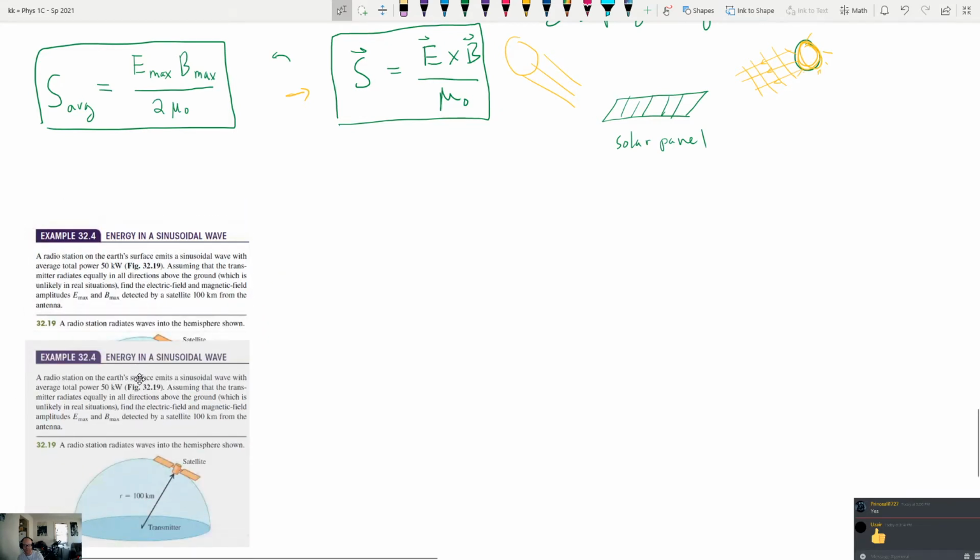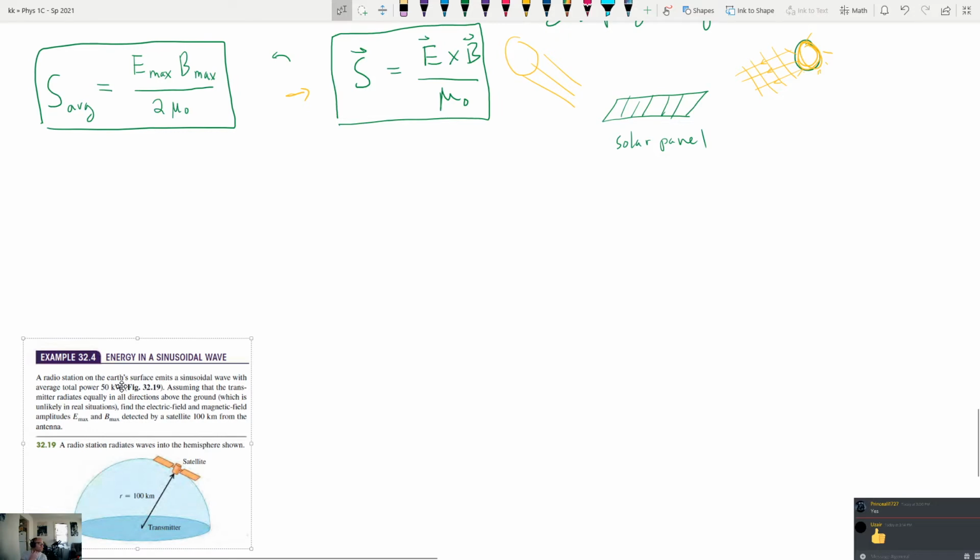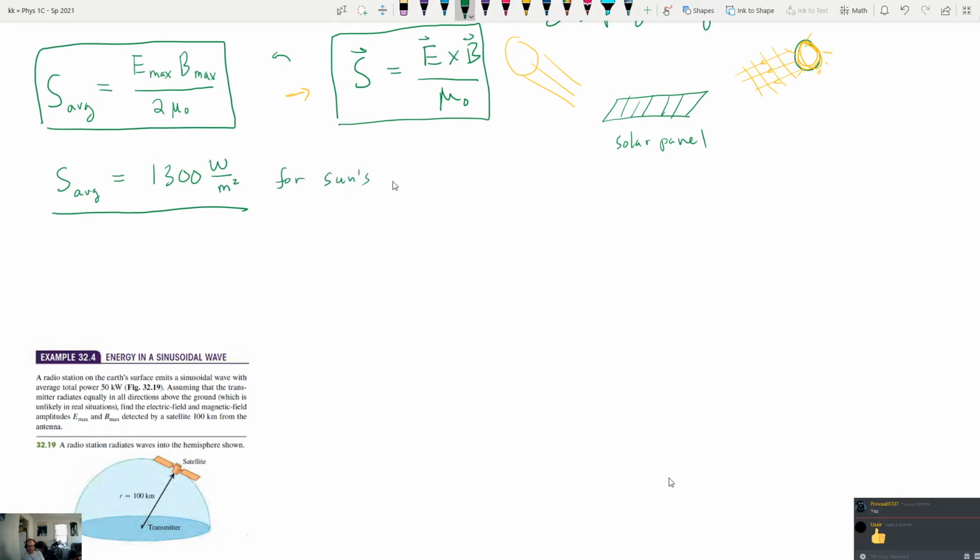Oh, even before we do this, we could say something about solar panels. So, the energy coming from the sun, if you can calculate what this quantity is for the sun. So for the sun, S average is, okay, I'm going to get this number maybe off by a little bit, but I think this is pretty close to what it is. So this is the Poynting vector for the sun. So at the surface of the Earth, this is the value of the average Poynting vector, okay?